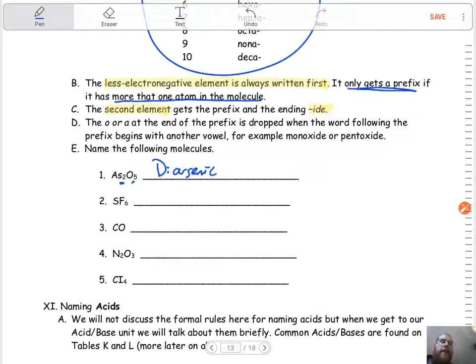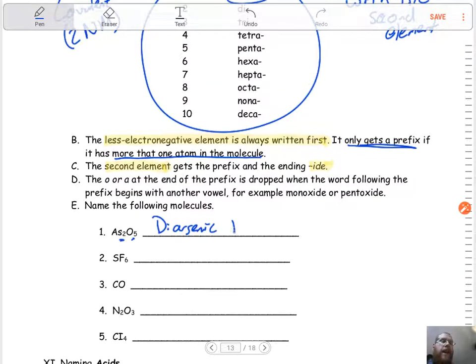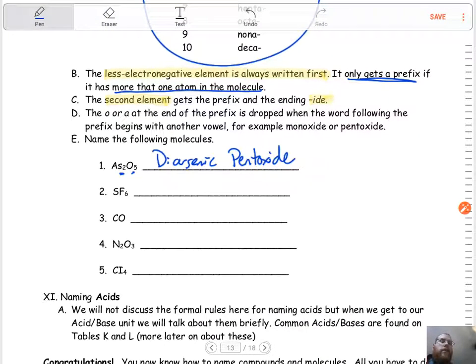I have 5. So if I look up here, if I don't remember what the prefix for 5 is, it's penta. This is pentoxide. It's that simple. Diarsenic pentoxide. So I want you guys to pause the video. If you need to watch another one, you can keep it playing, but pause it and try to go through and name the rest on your own. And I'll go over these other 4 in just a minute.